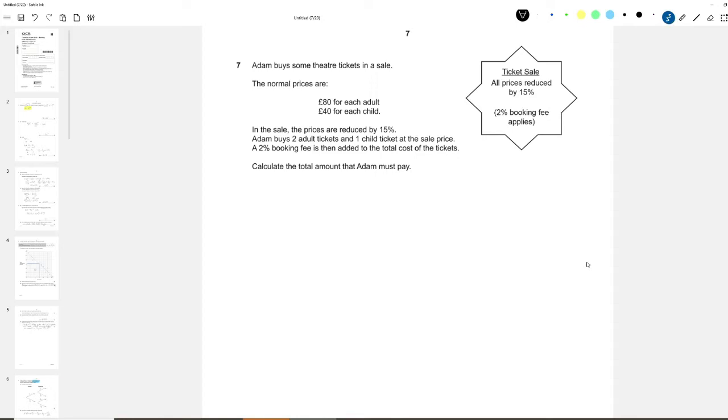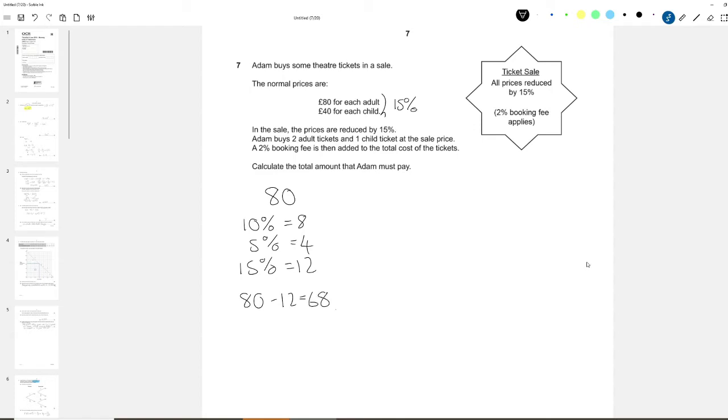So, different things I can do. If he buys 2 adult tickets, what I can do is reduce the prices of these by 15% first. So I'm going to work that out first. So £80, if I find 10% of that, that is 8. To find 5%, it will be 4. So 15% will be 8 add 4, which is 12. Then I need to reduce it. So 80 minus 12 would be £68.